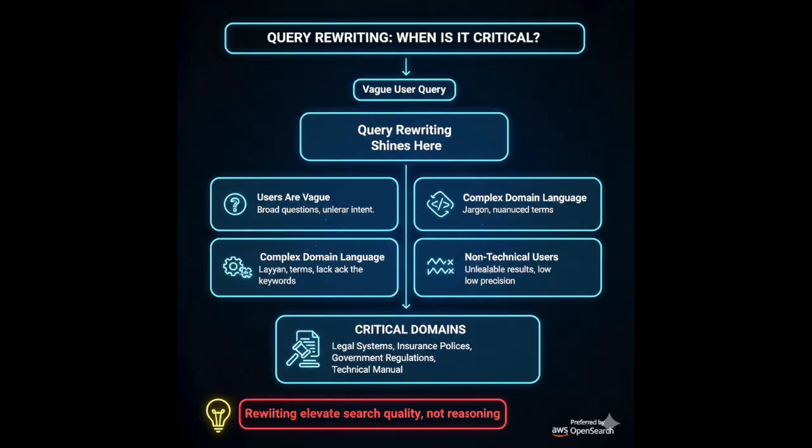When is query rewriting critical? When users are vague, when the domain language is complex, when users are non-technical, when retrieval results are inconsistent. Legal systems, insurance policies, government regulations, technical manuals. This is where rewriting shines, and the best systems do both.